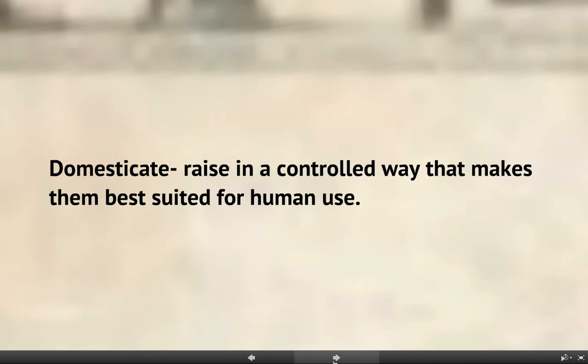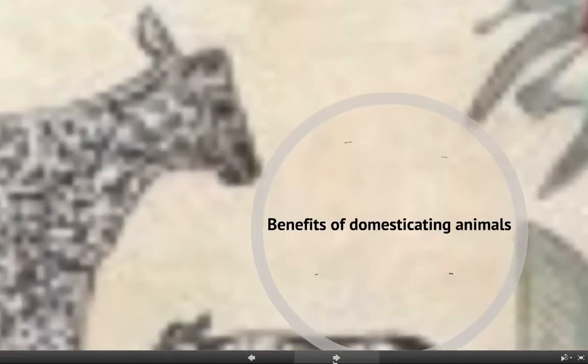So plants, planting seeds, having them grow into more plants, harvesting them and then planting their seeds to grow more plants is a controlled way that makes them best suited for human use. Domesticating animals can be done the same way, right? You tame these animals, you domesticate them so that they're easier to use for human use.